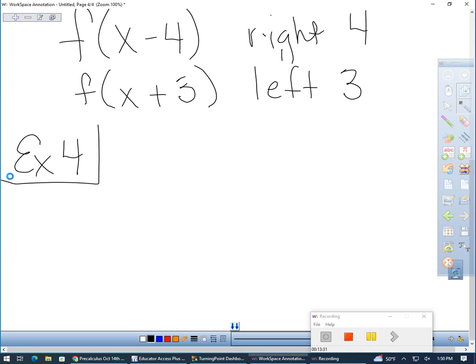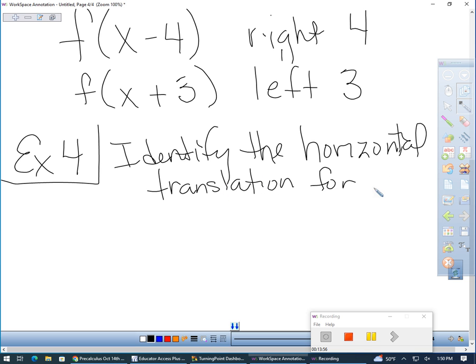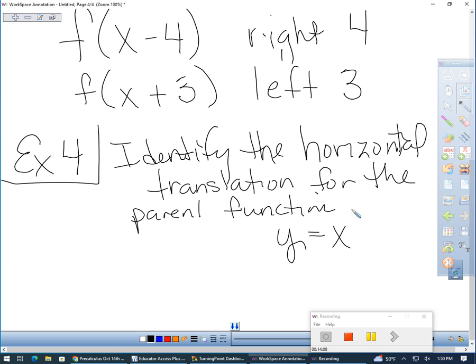For example number 4, identify the horizontal translation for the parent function y equals x squared. All right.